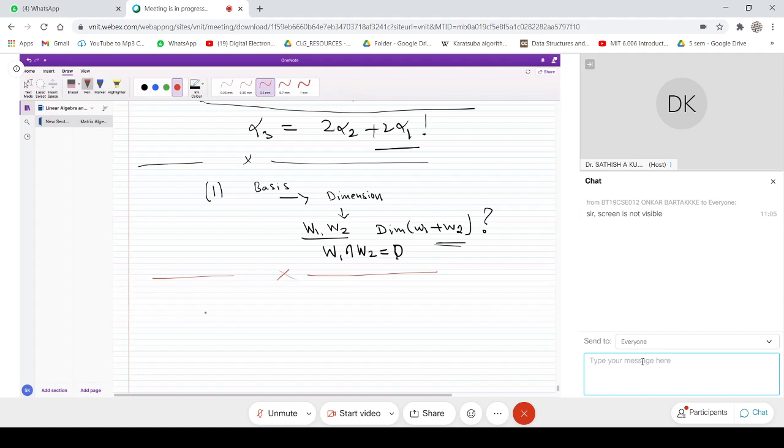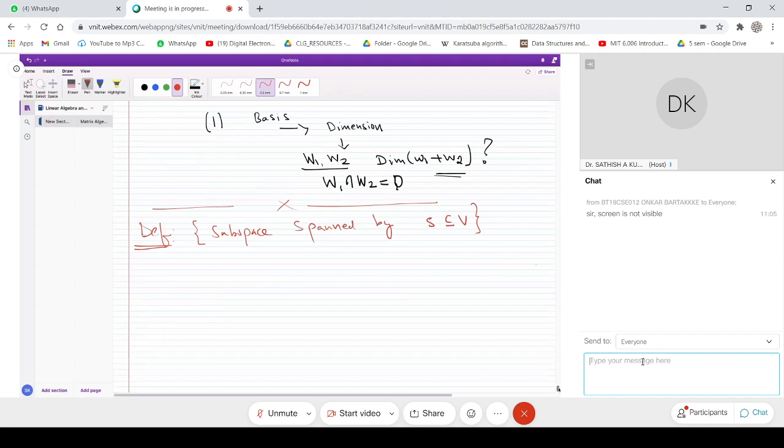Okay, so we'll say this is a definition. The subspace spanned by a non-empty subset S of V, let us call this the first definition, is nothing but the set of all possible linear combinations of vectors in S. Suppose I want to say W is a subspace of a vector space V.